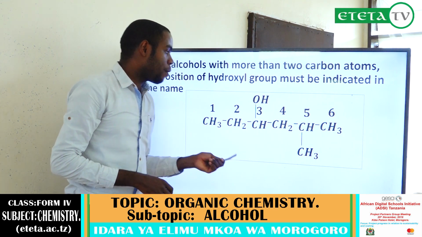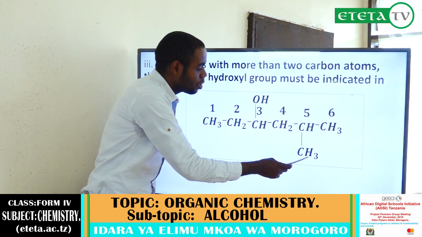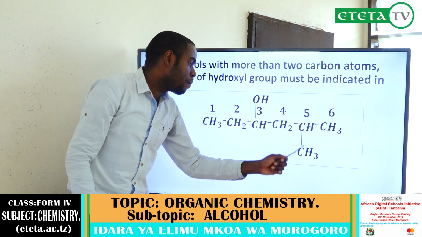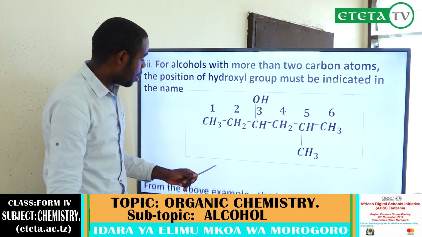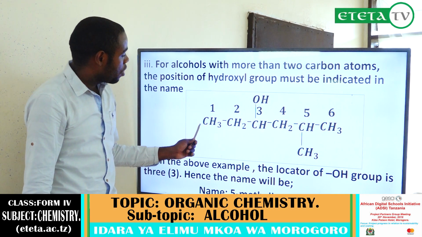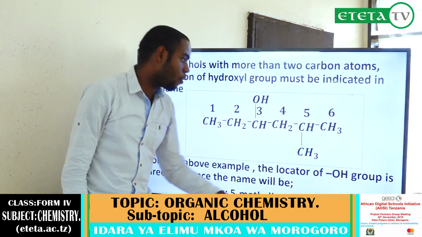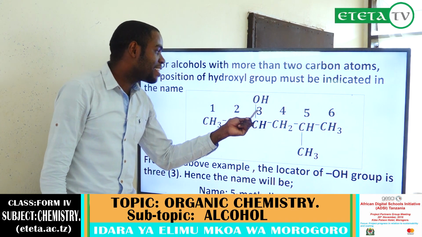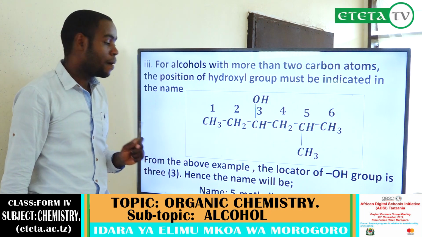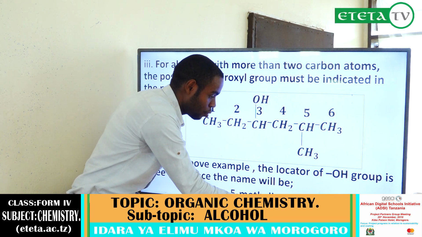Then the name for this compound, because here you have a substituent group which is a methyl, on the 5th carbon, you will start with 5-methyl, then it will be hexan-3-ol. 5-methylhexan-3-ol. This 3 is the locator for the OH group. It is the position of the OH group and must be included in the name. As in the name here, it is shown here.